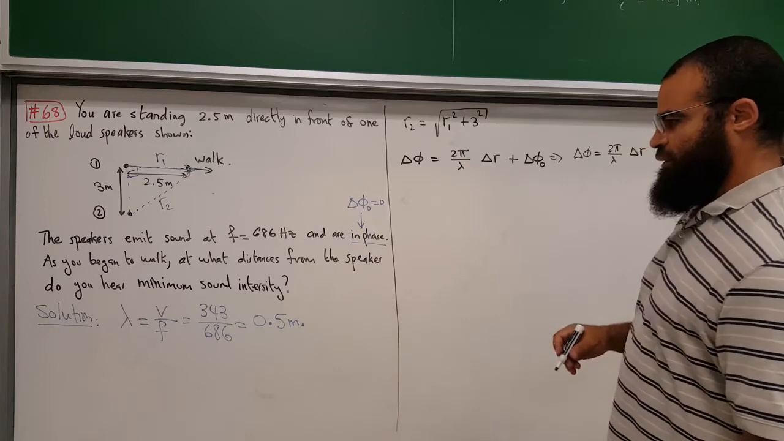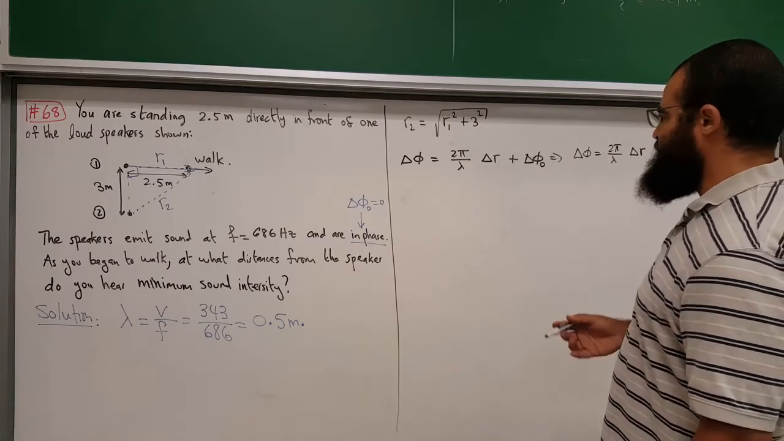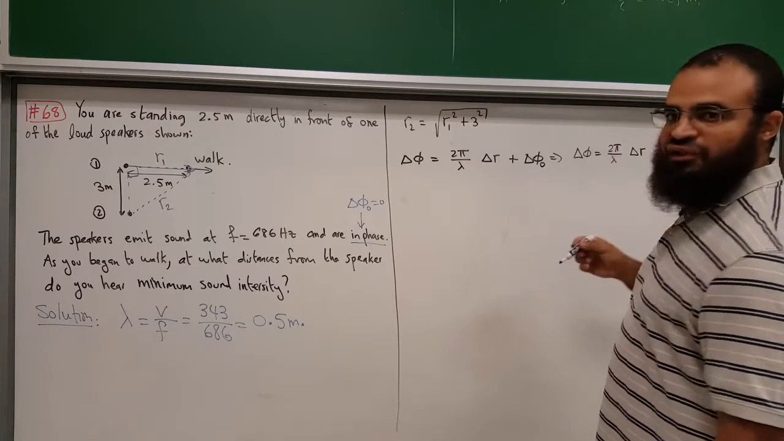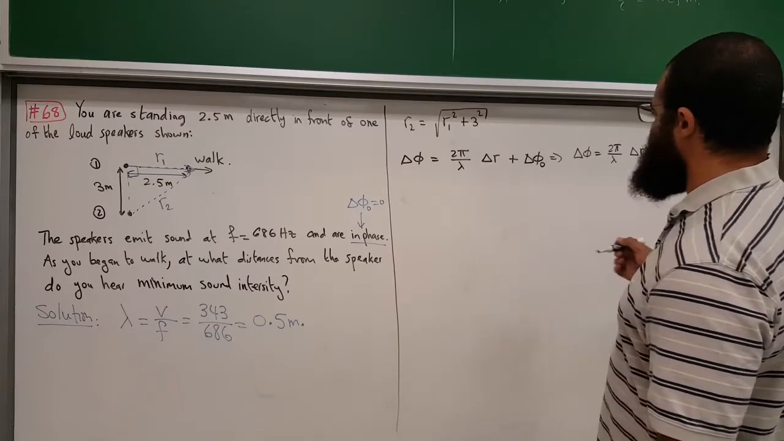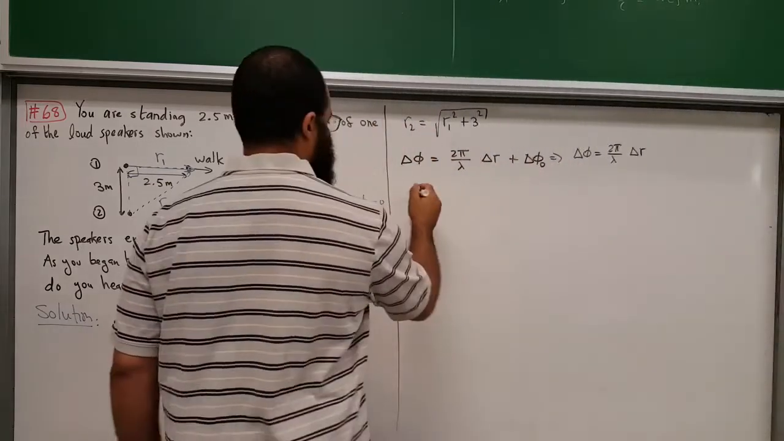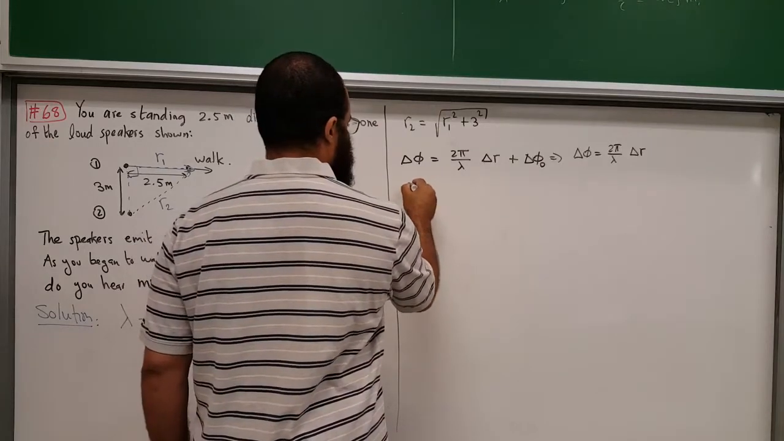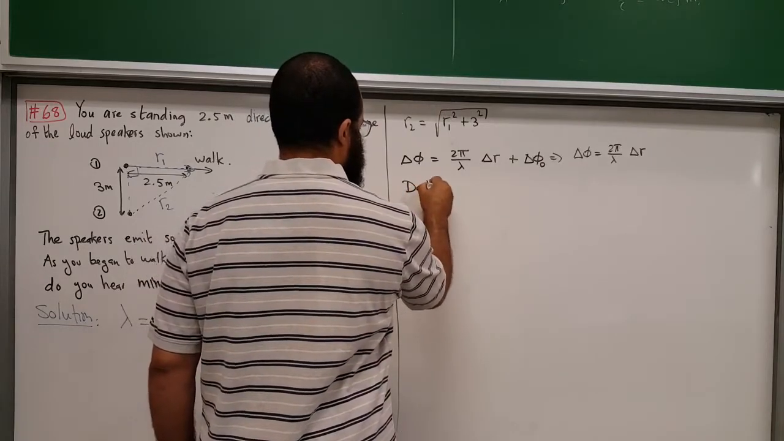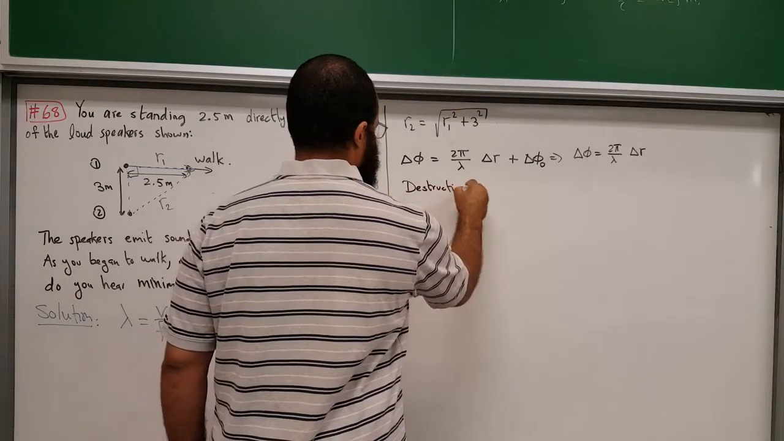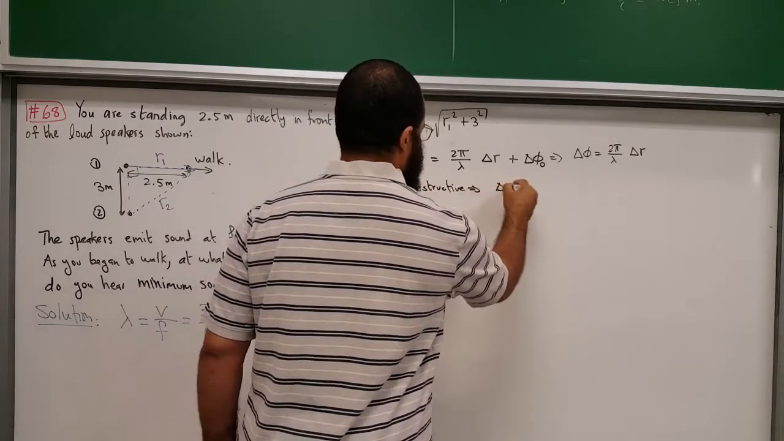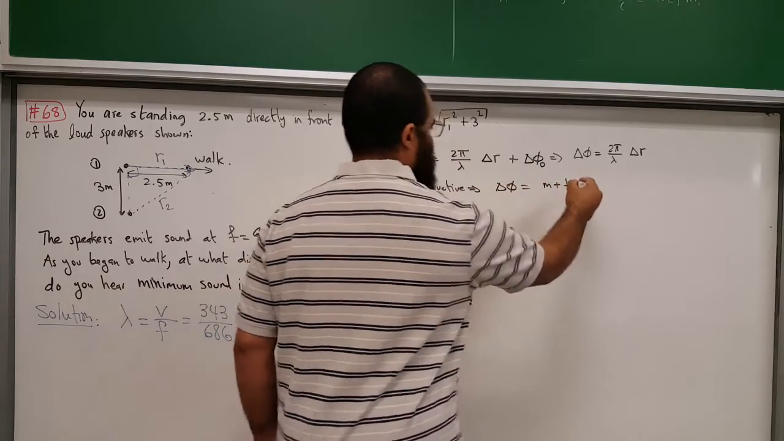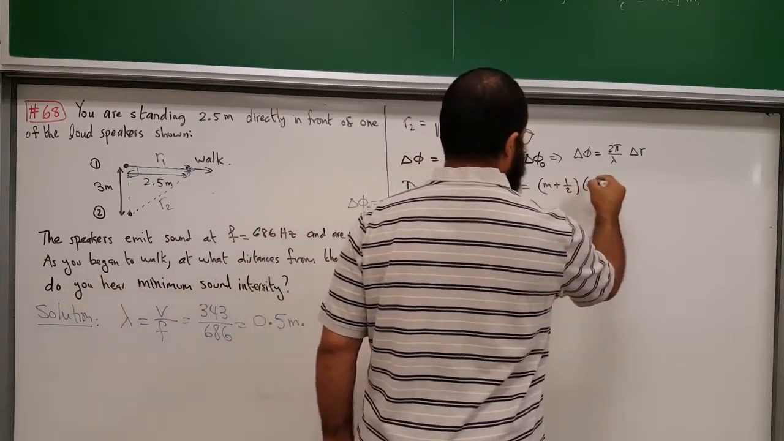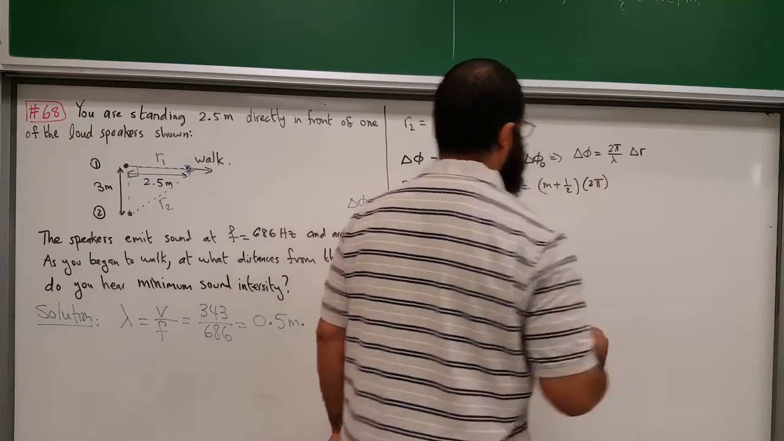If I want minimum sound intensity, it means delta phi is an integer plus a half multiple of pi. So I want destructive, minimum means destructive interference. That means I want delta phi to equal m plus 1/2 times 2 pi.